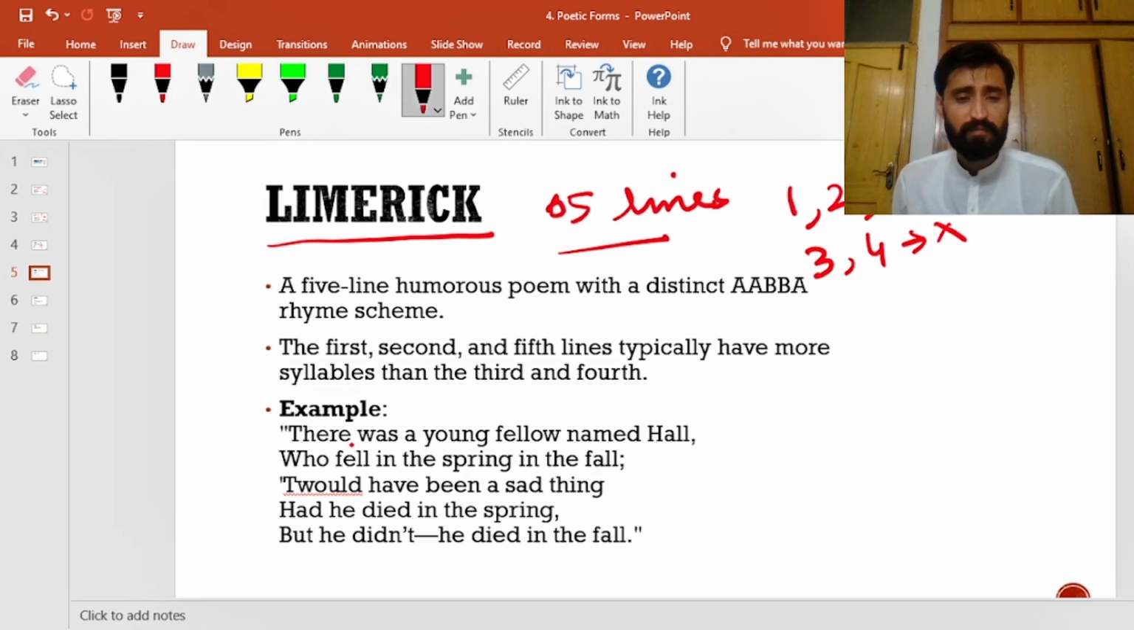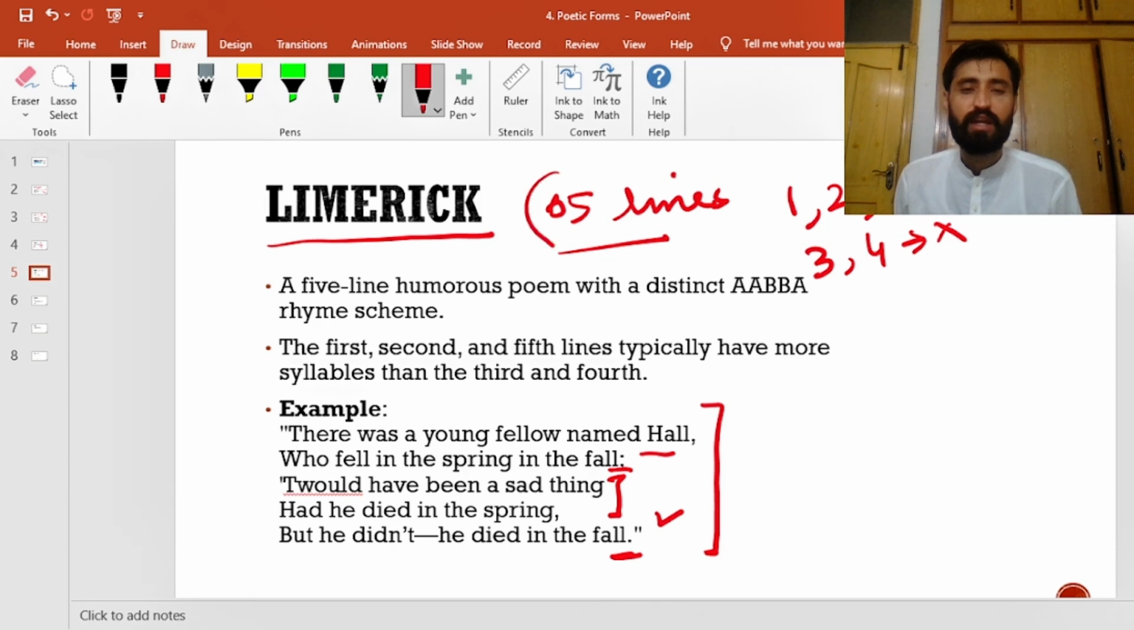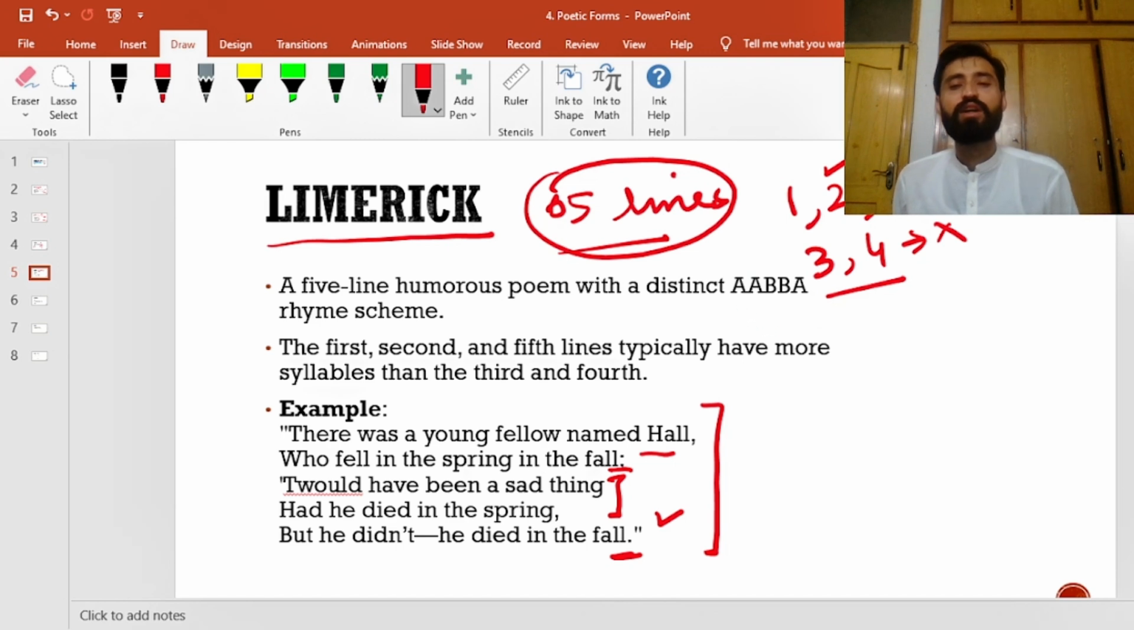Okay, now you can read this example and you can see that the first, second and fifth lines have more words and more syllables, whereas the others are comparatively shorter. But keep in mind that it is a five-liner, and again the first, second and fifth lines have a lot of syllables, whereas the third and fourth do not have that many syllables, right?